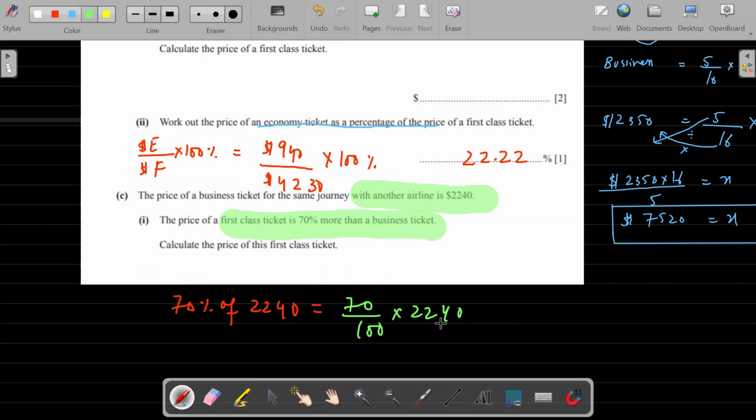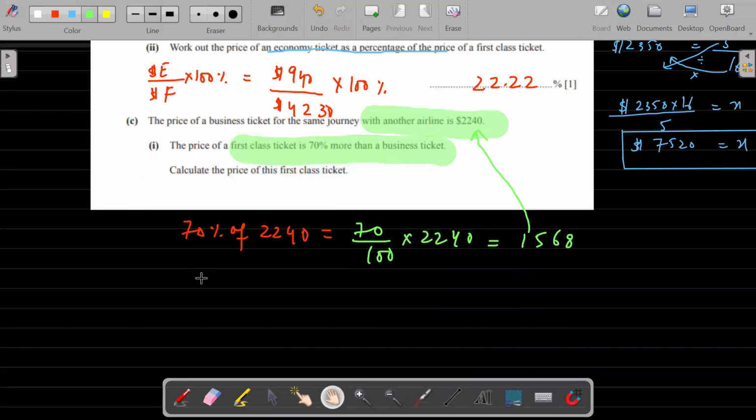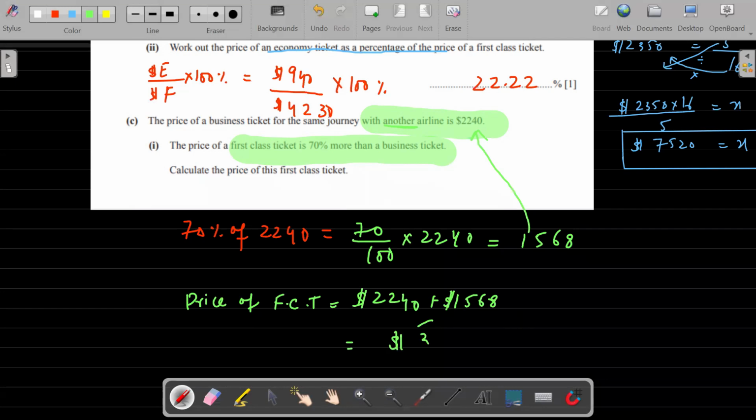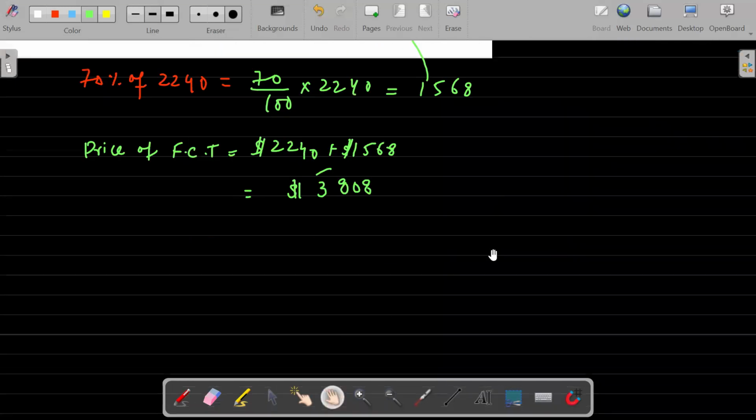Divided by 100, and it is 1,568. Now let's add this price back into this price, because we need to calculate the price of the first class ticket with this airline. $2,240 plus $1,568. By adding them up, it is $3,808. That is the price of the first class ticket.